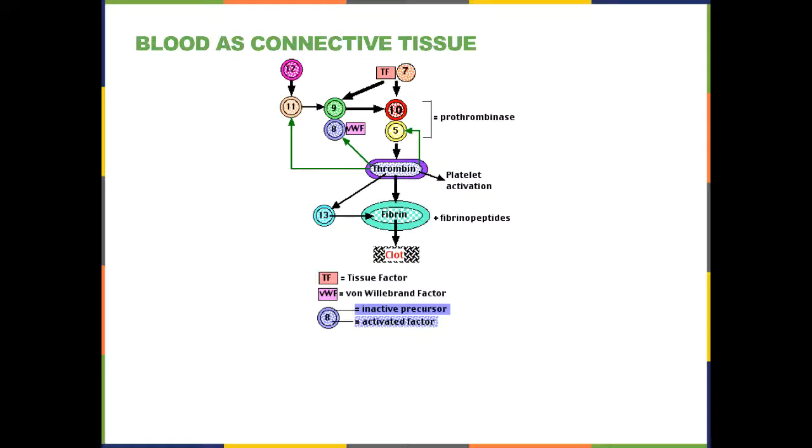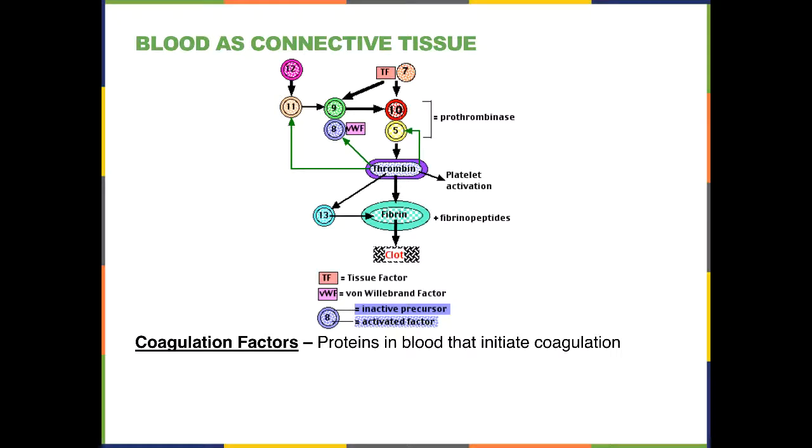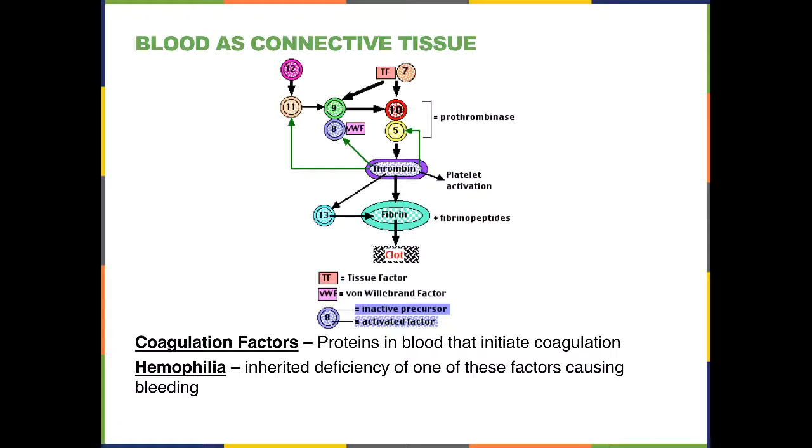Now we have the same diagram, but now we're going to move up to the top of the diagram. And the top of the diagram shows what's called coagulation factors. These are proteins in the blood that initiate coagulation. Hemophilia is a disease, an inherited deficiency of one of these factors.